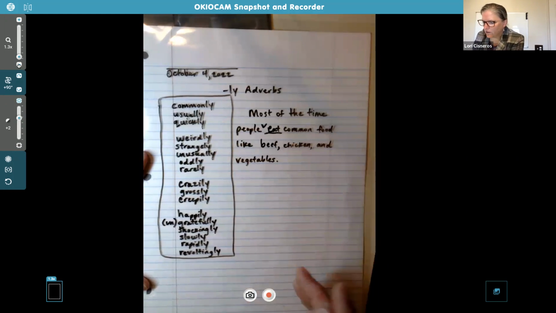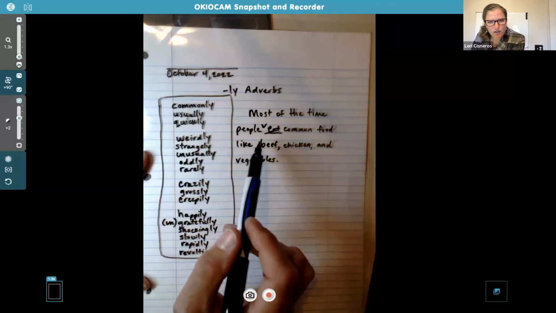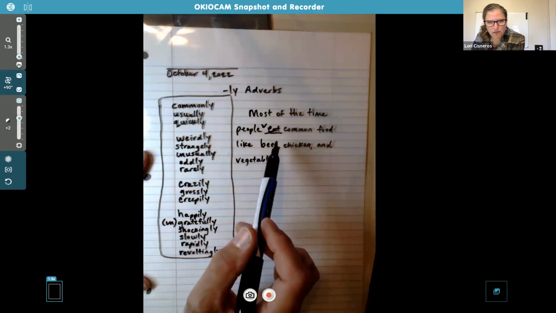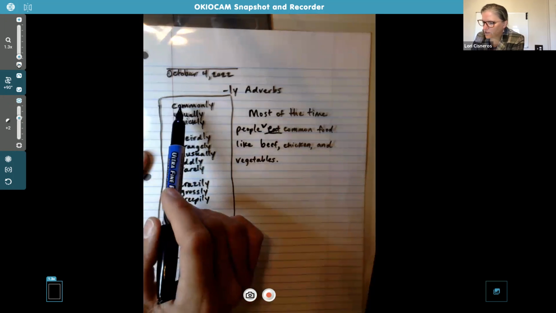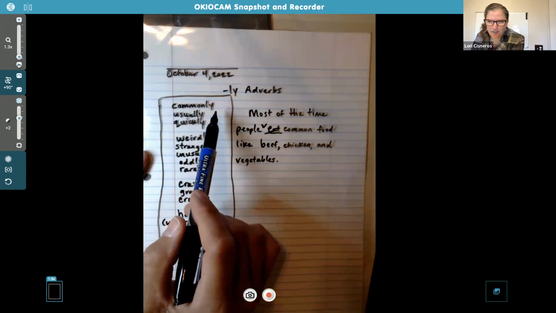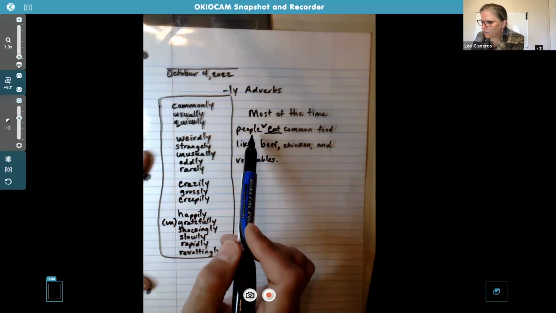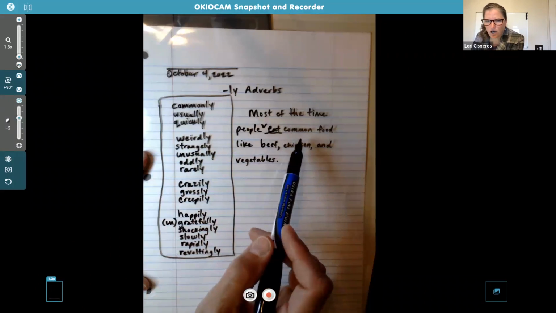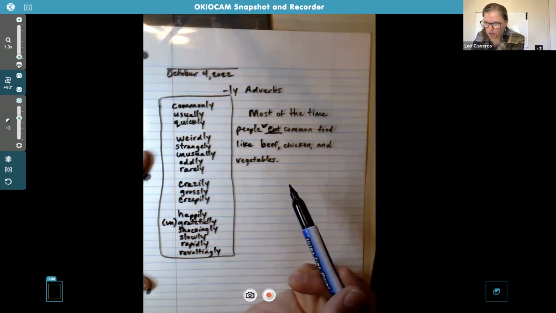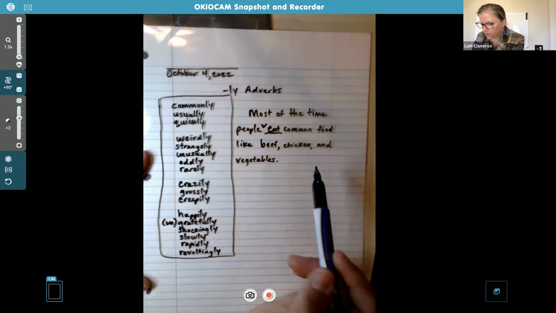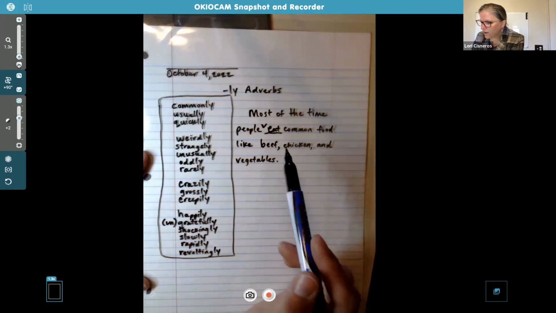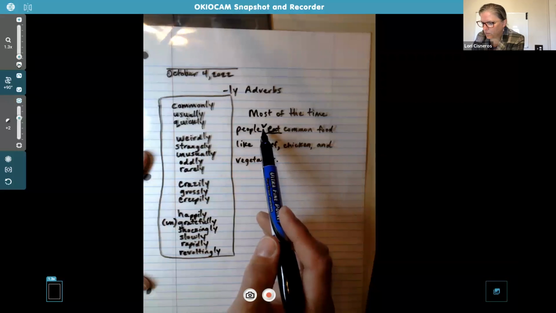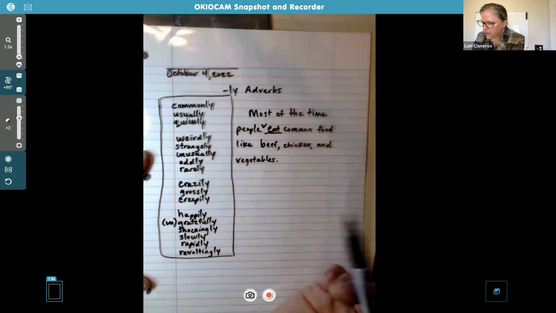So here we're going to look for an ly adverb that we can put in this sentence before the word eat. So I noticed here the first adverb that I have on my list is commonly, but I wouldn't want to put commonly eat common food. That's commonly, common too many times, right? So we don't want to repeat that. So what ly adverb could we put here instead of commonly? What would you guys pick? And you can just unmute and say it.